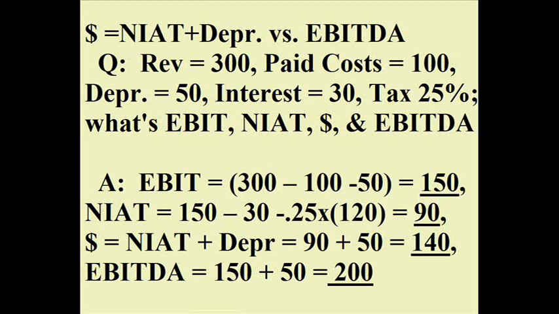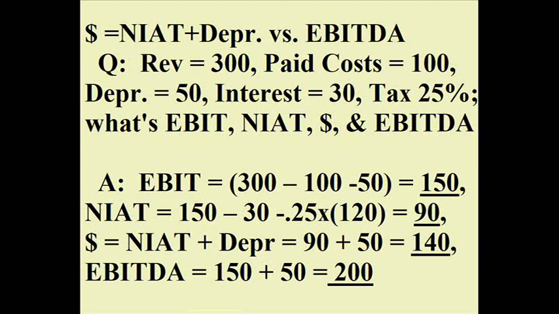Here, let's say we have a firm that has revenue of $300, paid costs of $100, depreciation of $50, interest expense of $30, a tax bracket of, let's say, 1/4, and we want to know the EBIT, earnings before interest and taxes, the net income after tax, the cash flow, and the EBITDA.